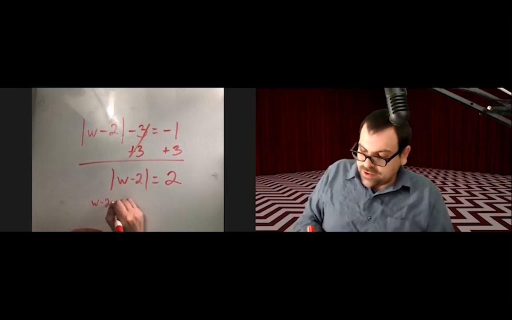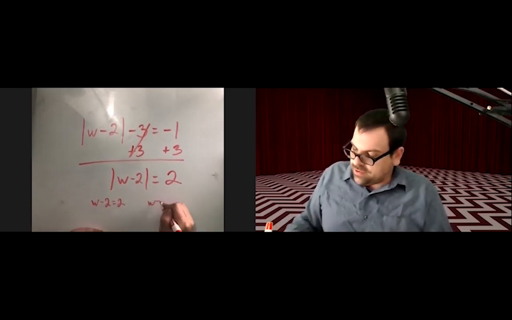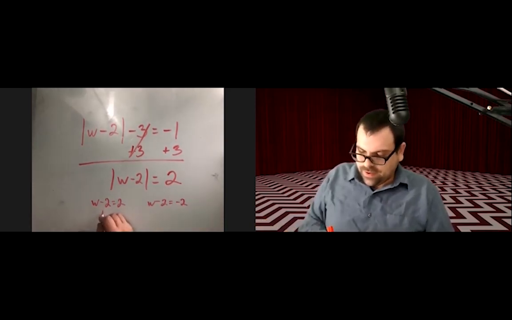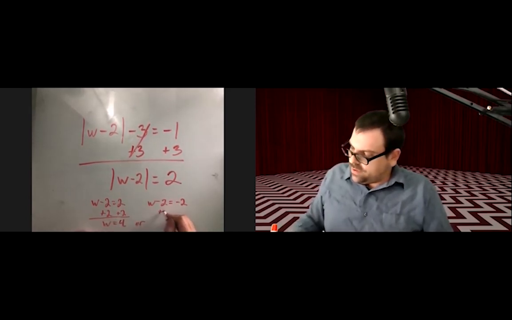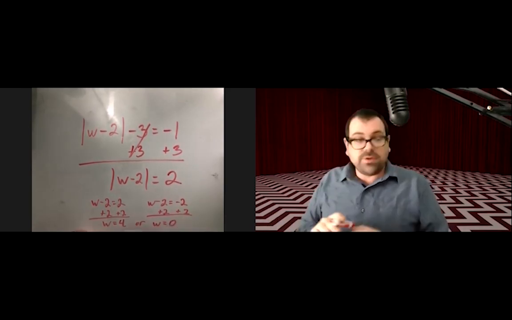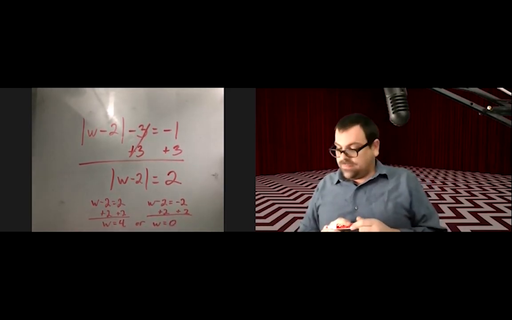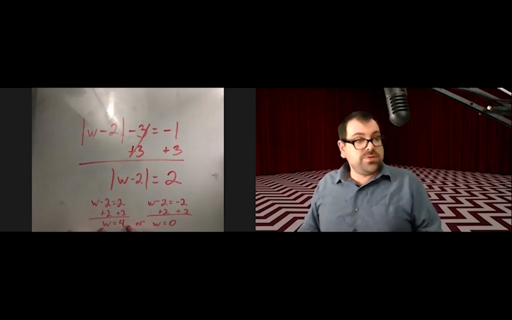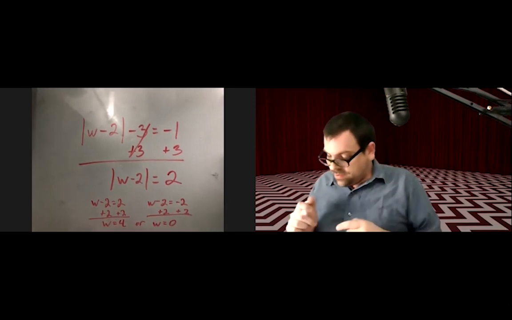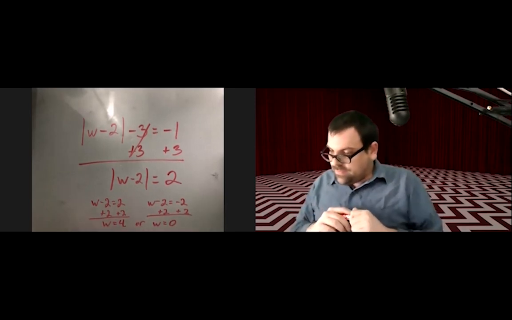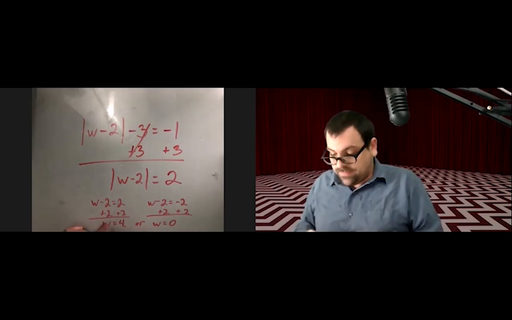Either w minus 2 is 2, or w minus 2 is negative 2. Add 2 to both sides, w equals 4, or add 2 to both sides, w equals 0. So w equals 4 or w equals 0. And both of those check.